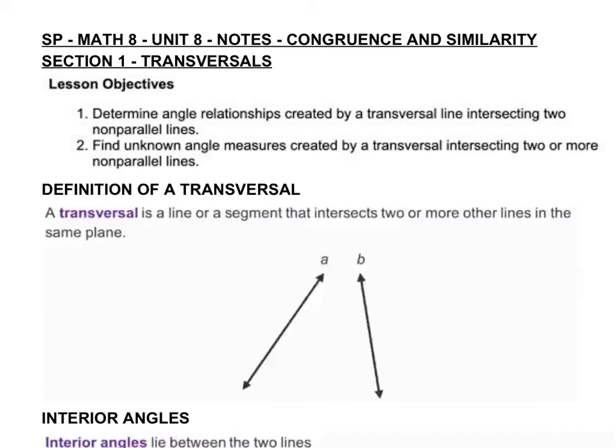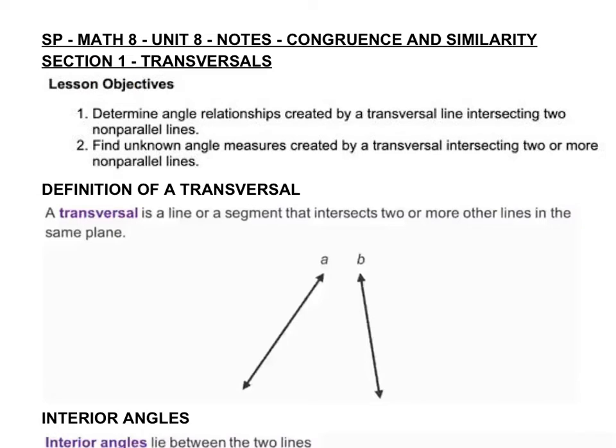Hi there, welcome back. This is a video for Math 8, and we're going to be talking about Unit 8, which is a unit about congruence and similarity. Okay, so Section 1, we're going to be talking about this thing called transversals.